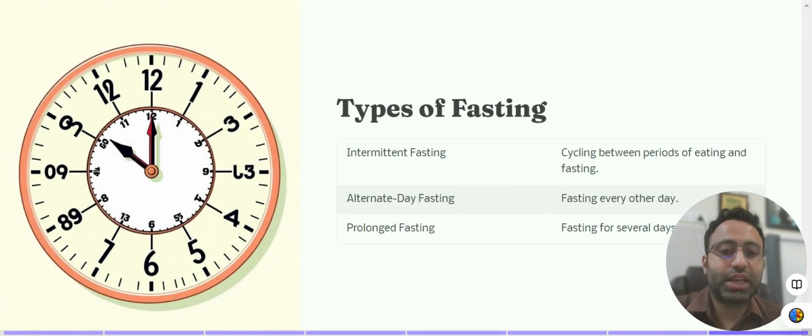Coming to the last slide, these are the types of fasting which we see in regular practice. Intermittent fasting, where you do cyclical periods between periods of eating and fasting. Some of them do 16 hours fasting and 8 hours of eating. So, whichever is your thing. Alternate day fasting is something else, where some people do fasting on religious days like Ekadasi. They don't have anything, and then they have food on the next day. Those are called alternate day fasting. Coming to prolonged fasting, that is fasting for several days, which is not recommended at all.